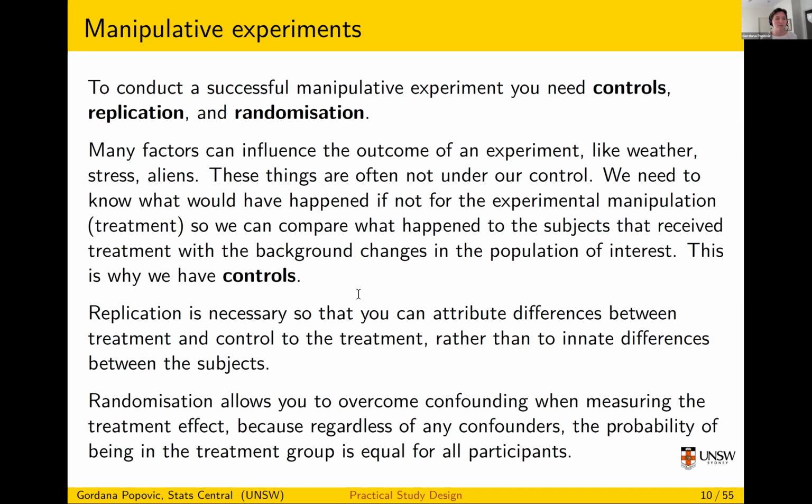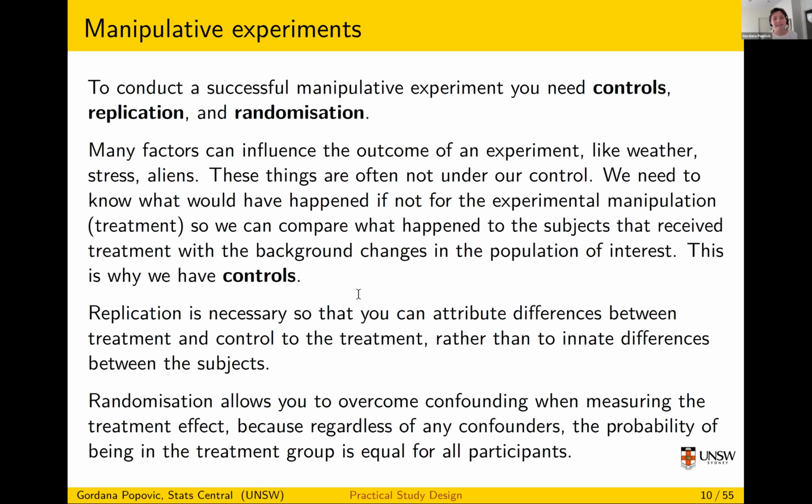So if we give people a treatment and we want to know what is the effect of that treatment, we need to also know what would have happened if we hadn't given those people a treatment, so that we can compare the two groups. And so the way we do that is we have controls. We have a group that doesn't get the treatment and one that does. So that's a control.